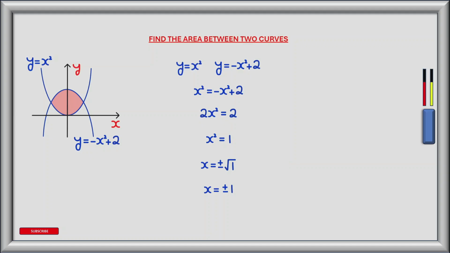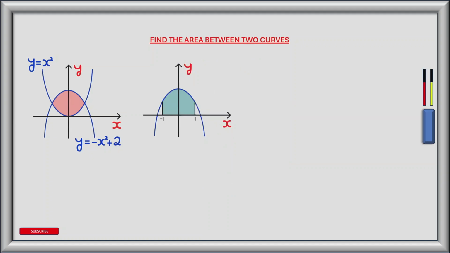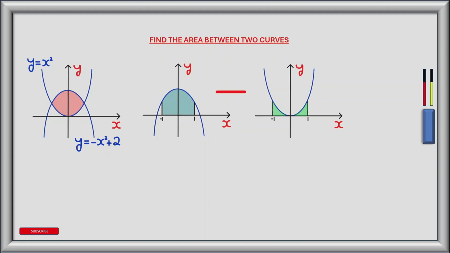Now let's look at each of the curves in turn between the limits of x equals minus 1 and x equals 1. So for y equals minus x squared plus 2, the area between x equals minus 1 and x equals 1 and under the curve is shown by the blue shaded region. And for y equals x squared, the area between x equals minus 1 and x equals 1 and under the curve is shown by the green shaded region. If we now subtract the area of the green shaded region from the area of the blue shaded region, we'll find the area between the curves shown by the red shaded region.